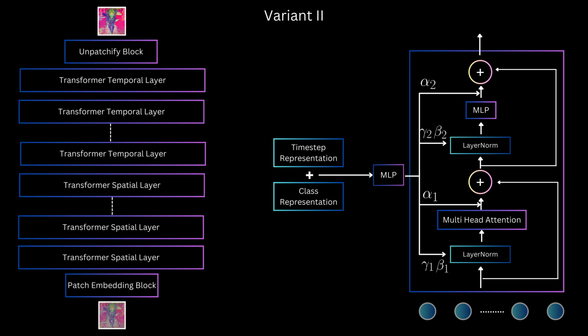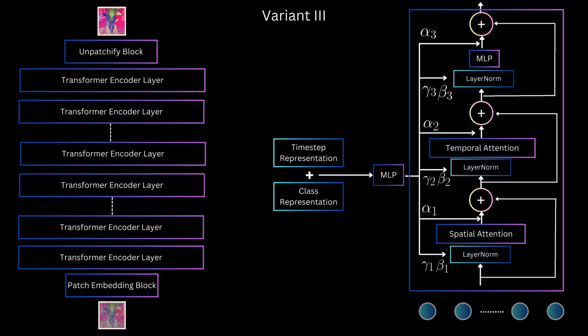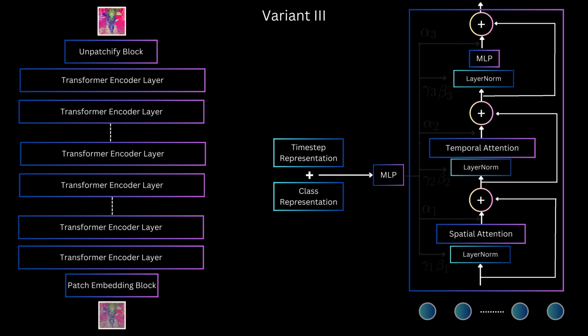For the third and fourth variant, the factorization happens inside each transformer block. So all transformer layers will be the same, but the blocks will change. This is the block for the third variant. And let's just leave out the layer norm affine parameters and scale parameters to get a clearer picture of the third and fourth variants' block. In the third variant, for the transformer block, we first have a spatial attention module, followed by a temporal attention module, followed by a regular MLP.